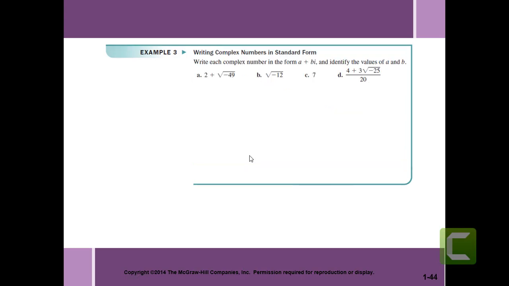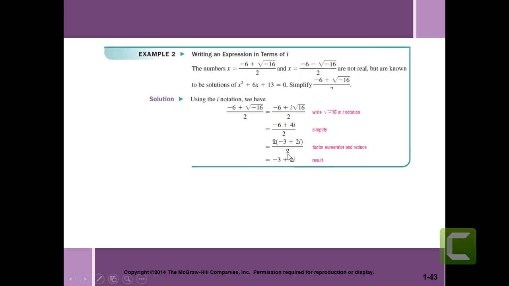Now, let's look at this example here. So we're going to write complex numbers in standard form. What is standard form? Well, guess what? This is standard form. Anything that has the form of a plus bi is standard form.